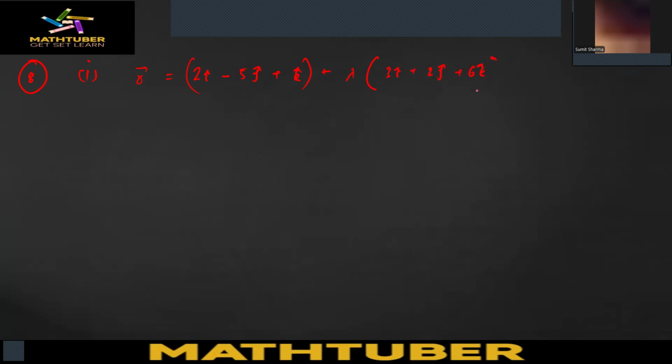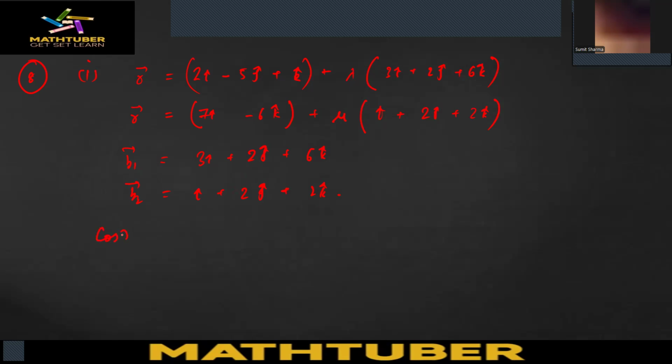plus 6k cap, right? And similarly, another r vector equal to 7i minus 6k plus mu, where mu is another constant like lambda, into i plus 2j plus 2k. So now we have two equations in vector form. So b1 vector here is 3i plus 2j plus 6k cap, and b2 vector here is i plus 2j plus 2k, right?